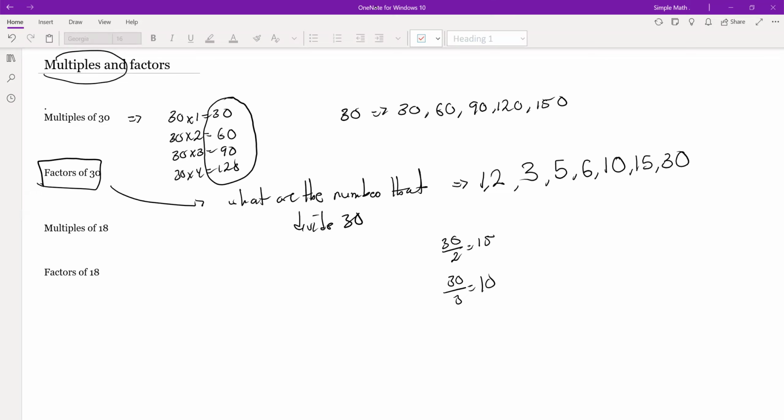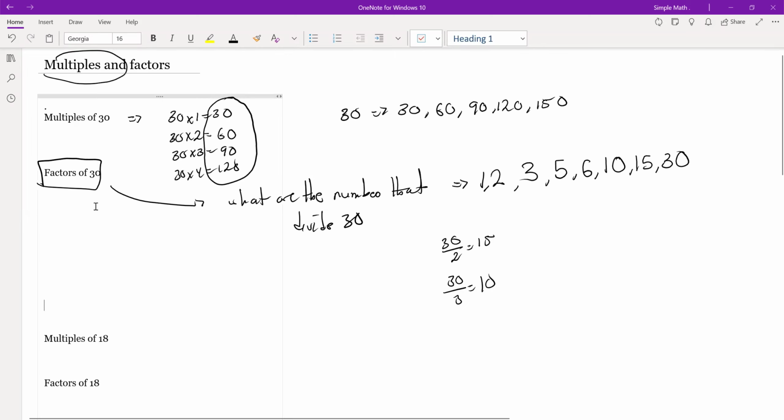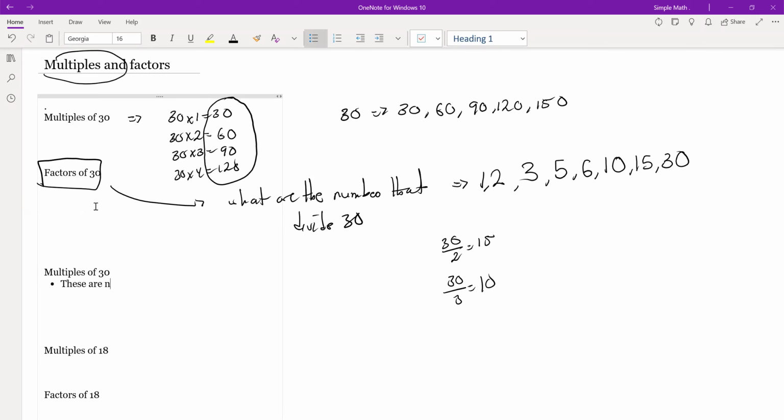The multiples of 30 are 30, 60, 90, 120, 150. But the factors of 30 are 1, 2, 3, 5, 6, 10, 15, 30. Another way you can say it is that if I say multiples of 30, these are numbers that can be divided completely by 30, in which if you divide them by 30, you get a whole number.